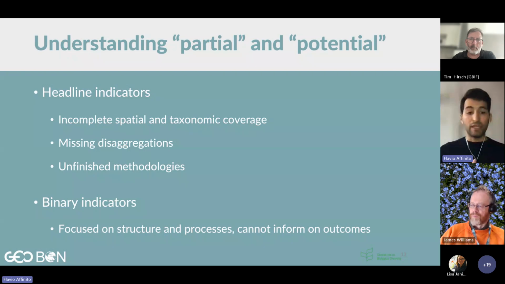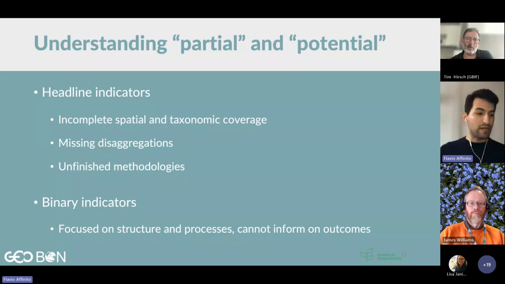And then in the case of binary indicators, really what partial means is specifically to do with their nature, because binary indicators are focused on the measures that have been taken to set up the conditions required to deliver on the global biodiversity framework. So what they are asking is whether or not actions were taken, structures and processes put in place to deliver on the goal and target, rather than the outcome itself.